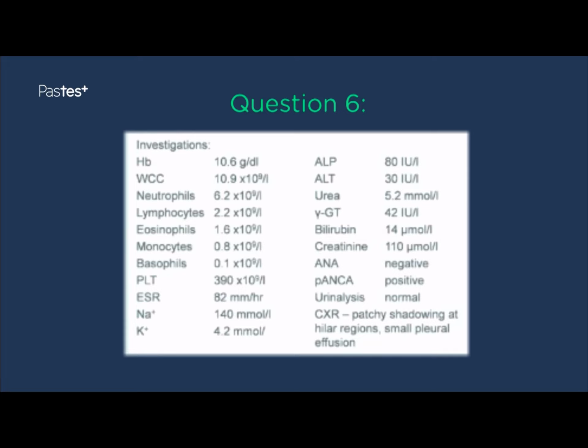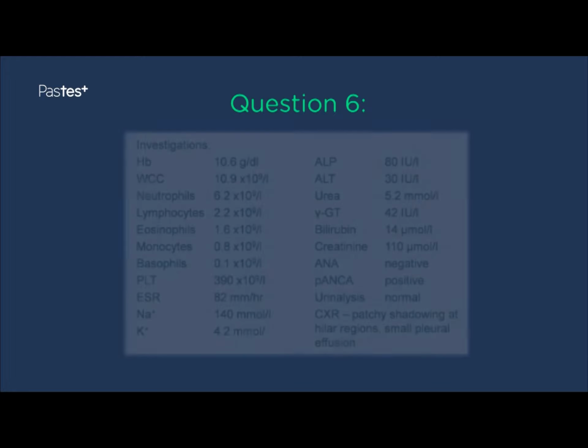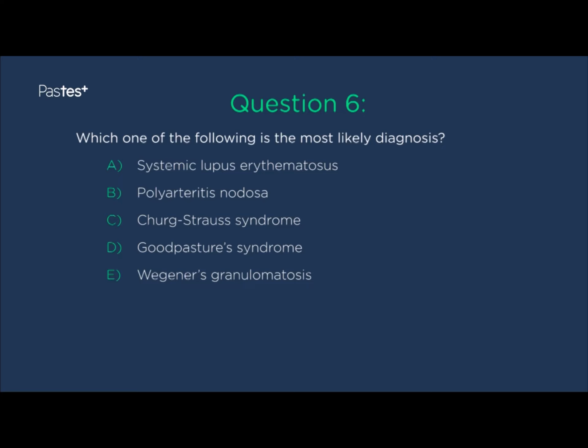You'll notice that his ANA is negative. His P-ANCA is positive. Urine dipstick is normal. His chest X-ray shows some abnormalities, so he's got some patchiness at the hilar regions, along with a small pleural effusion. So, the question here is, which one of the following is the most likely diagnosis? I shall give you some time to think about that.